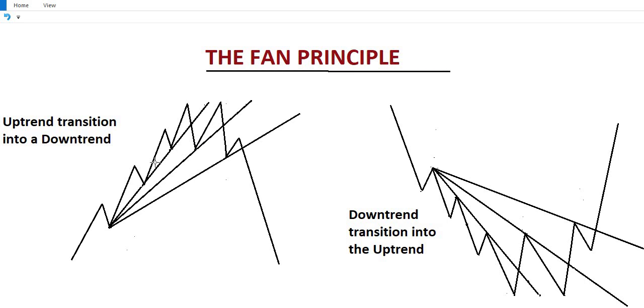This is the illustration of the fan principle. Why is it called the fan principle? Most of the time a fan has 3 blades or 3 arms. Similarly, in the fan principle we have 3 trend lines. First one, second one, third one.